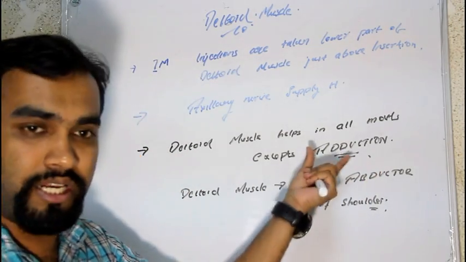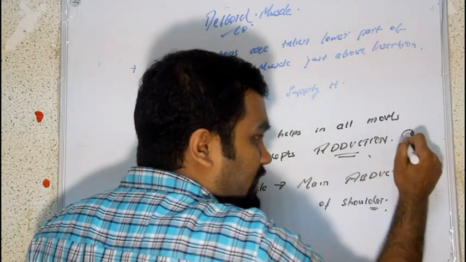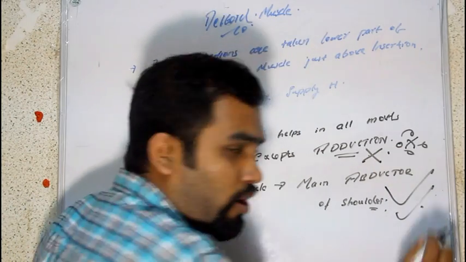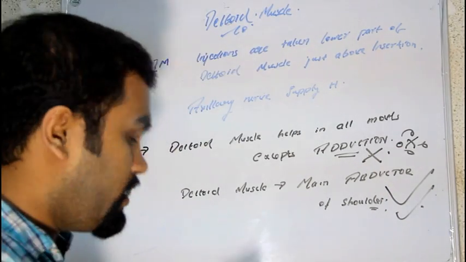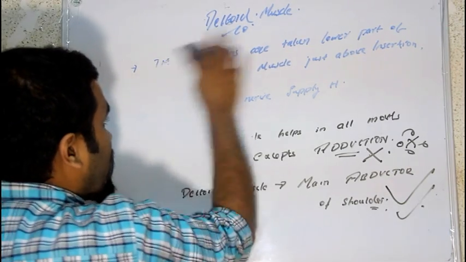So if they give adduction, there is no function of adduction for the deltoid muscle. So keep this in mind. This is very important. There is no adduction. It is the abductor of the shoulder. Clear? Yes. Okay. Now we'll go for the muscles of the pectoral region.